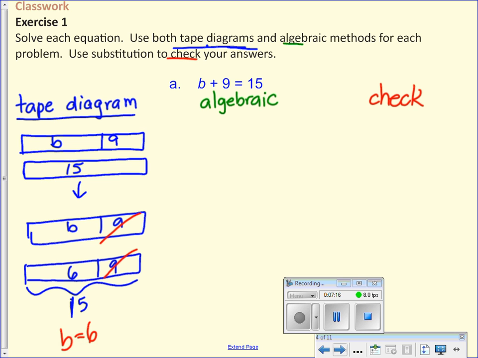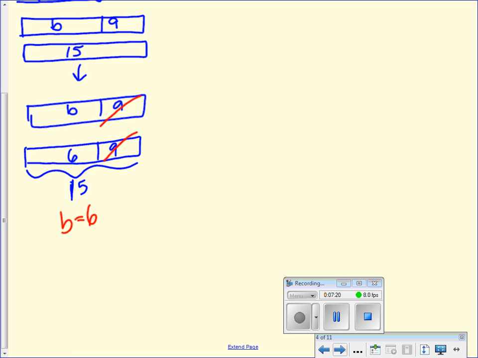Now, I'm not going to lie, I like the tape diagrams because it visually shows you how it's equal. But the tape diagrams rely on mental math. You have to be able to figure out what plus 9 equals 15. So when we get into bigger numbers, tape diagrams might not be your friend. So that's why I'm going to show you the algebraic method.